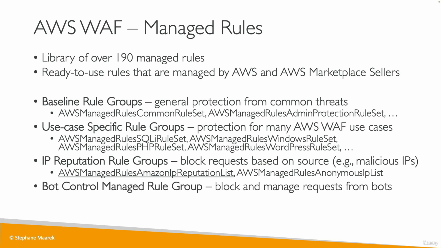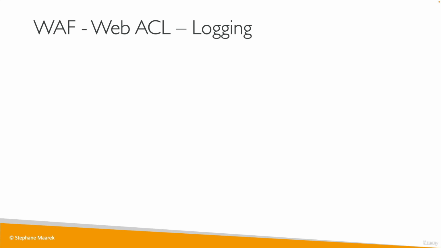And finally, there's a bot control managed rule group to block and manage requests from bots. So this includes, for example, the AWS Managed Rule Bot Control rule sets. So as you can see, we have 4 kinds of managed rule buckets: baseline, use case specific, IP reputation, and bot control. And the thing that can come up in the exam is one of these, including the Amazon IP reputation list. Okay, so what about logging for WAF?